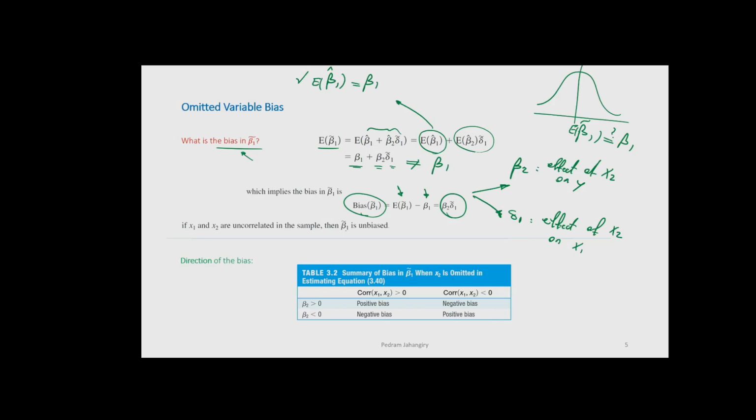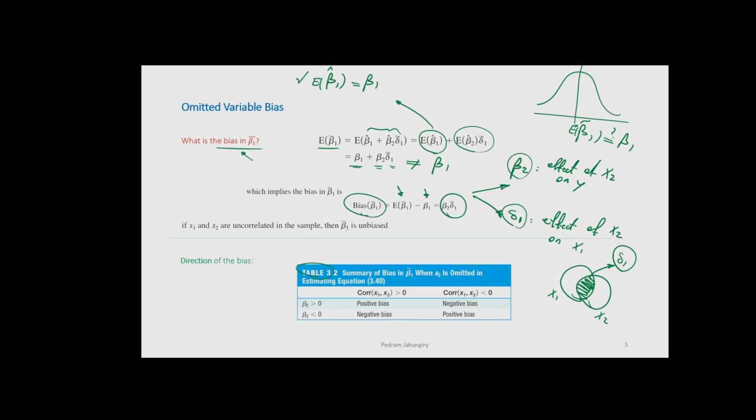The positivity and negativity of that bias depends on the sign of beta 2 and delta 1. In the textbook, there's a nice table which summarizes the bias of beta tilde 1 when x2 is omitted from the model. And as we said, it depends on two things, the sign of beta 2 and the sign of delta 1. What was delta 1? If I regress x2 on x1, this is the representation of my delta 1.